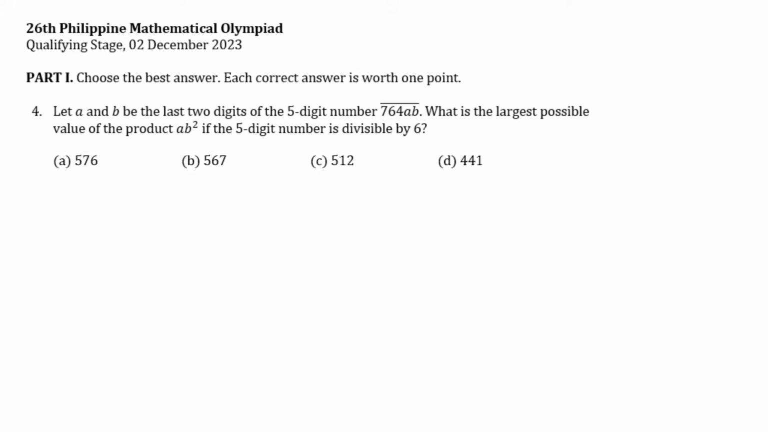Problem number 4. Let A and B be the last two digits of the 5-digit number 764AB. What is the largest possible value of the product AB squared if the 5-digit number is divisible by 6? Since the number is divisible by 6, we know that 764AB is divisible by both 2 and 3.